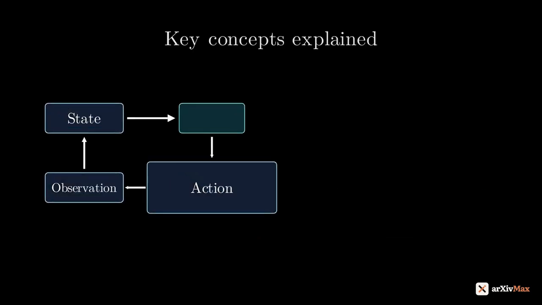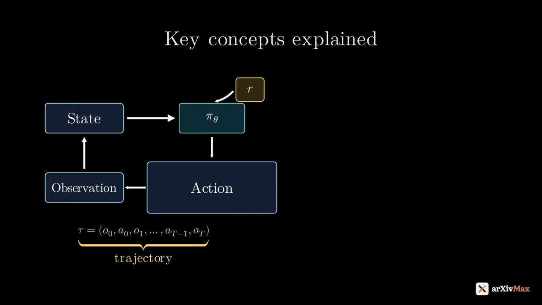Before the formal algorithm, we need shared vocabulary. In reinforcement learning, a policy is a model that selects actions given the current state. A trajectory is the sequence of actions and observations from start to finish. A reward is a scalar signal that tells the model how successful the trajectory was. The context window is the hard limit on tokens the model can condition on in one forward pass.